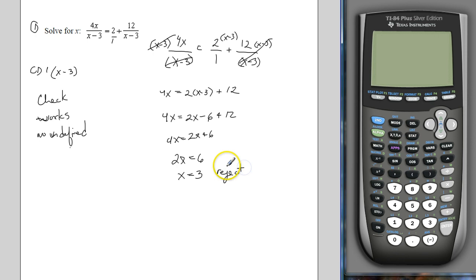Notice, I'm not crossing it out, I'm not scribbling it out. I just say it's a reject. So my answer for this problem is no solution. It might look like this, where they write no solution. It might look as an empty set like this, or they might even put it as a null set, saying there are no answers. So let's try it again.